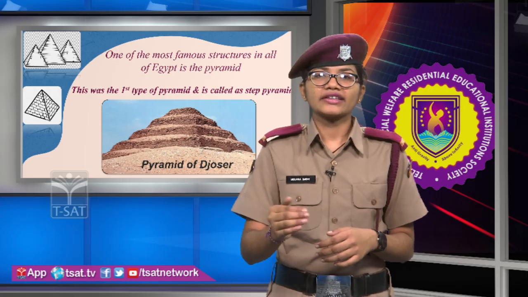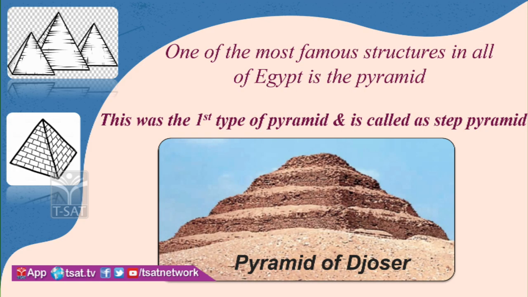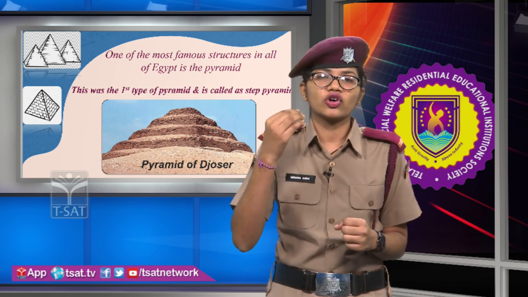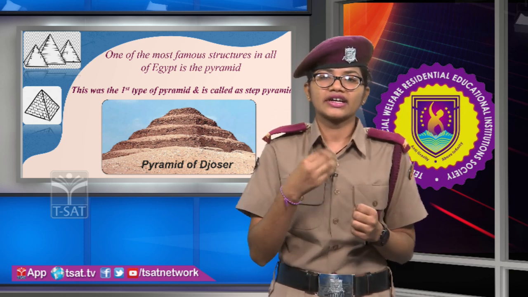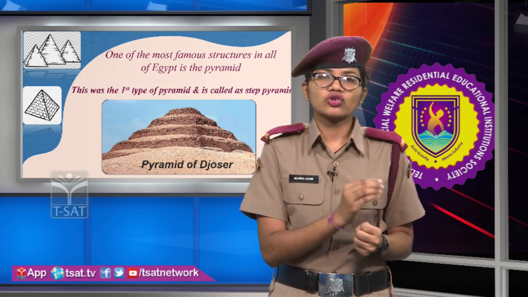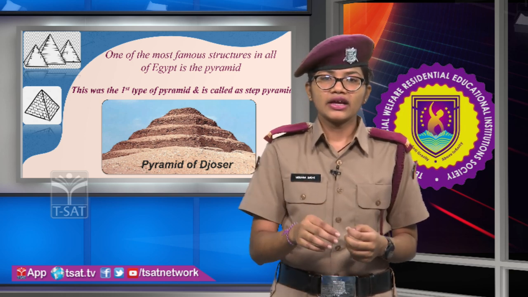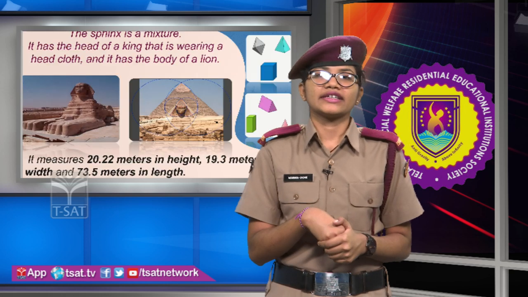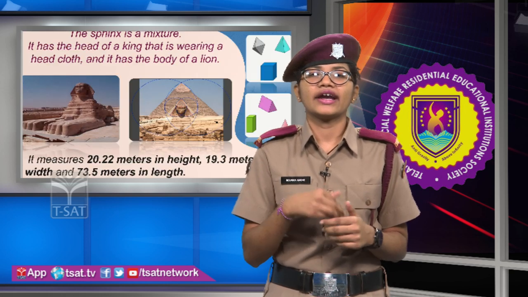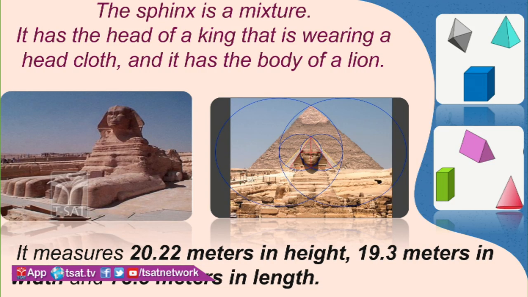The main principle behind the construction of the pyramid of Djoser was the Pythagorean theorem. Here we are observing some of the pyramidal structures and also the pyramid of Djoser, which an architect invented, and the ratio of 1:√2 is included in it. Let's see the Sphinx. The Sphinx is a mixture. It has the head of a king wearing a cloth, and the body of a lion. And it measures 20.22 meters in height, 19.3 meters in width, and 73.5 meters in length.